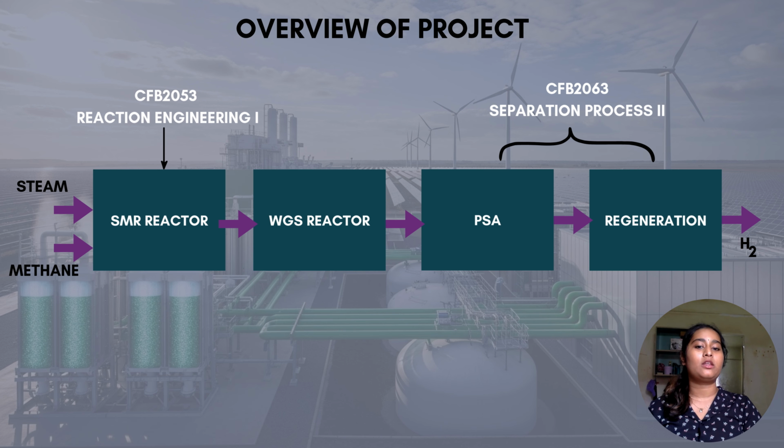So for this presentation, we'll be focusing on 2 major engineering courses, which are Reaction Engineering 1 and Separation Process 2. For reaction engineering, we cover the design and the sizing of the steam methane reforming reactor. This is where the main chemical conversion occurs. And for separation process, it covers the design of PSA unit and the regeneration cycle, which ensure we achieve our final high purity hydrogen product.